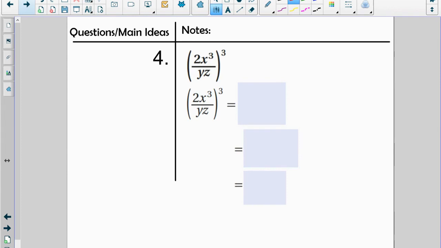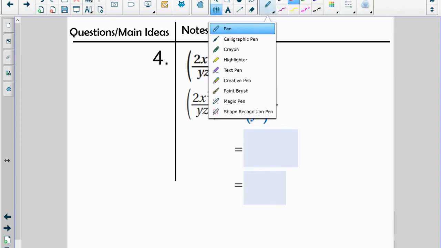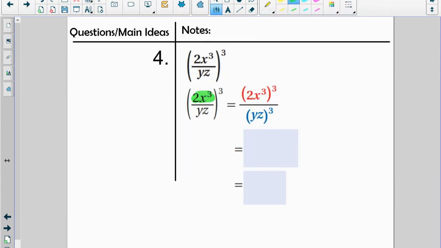We have a lot going on in this quotient, or this fraction that's being raised to the 3rd power. So we want to start by taking the numerator and raising it to the 3rd power, and the denominator and raising it to the 3rd power. Notice I took 2x cubed, raised it to the 3rd power, and then the yz raised it to the 3rd power. So we distributed the exponent there.